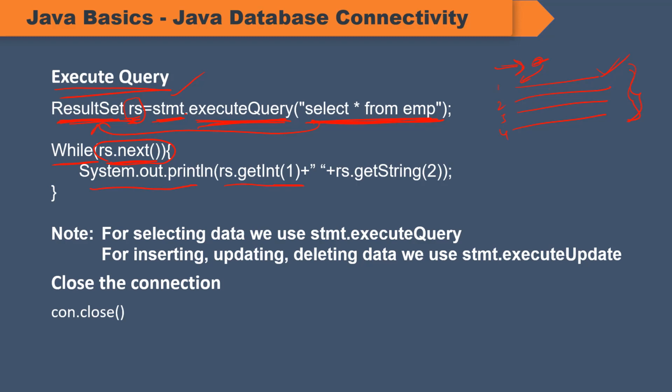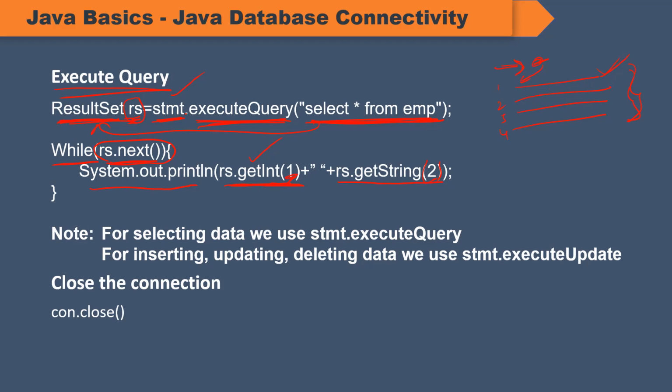We will use rs.getInt(1). That means let's say we are getting the id. id is nothing but an integer, so we have to use the getInt method of this result set rs. And if we are getting a string, then we have to use rs.getString(2). That means 2 means second column, 1 means first column. Okay, so this is how we have to do.